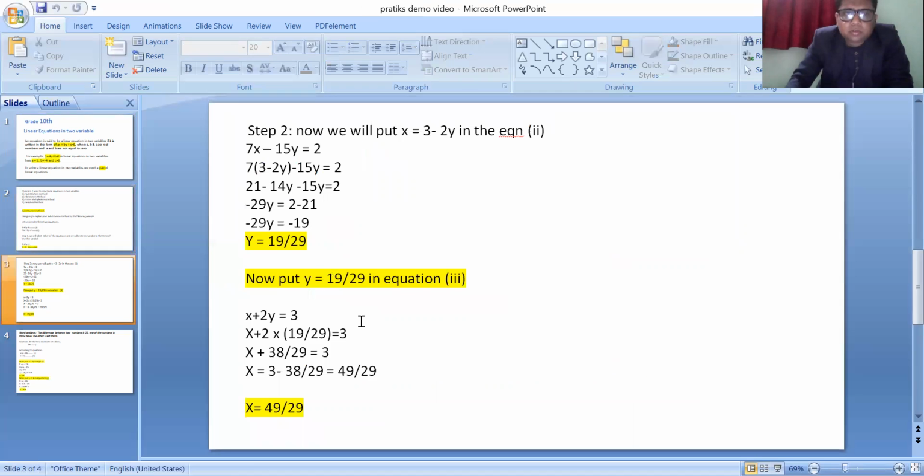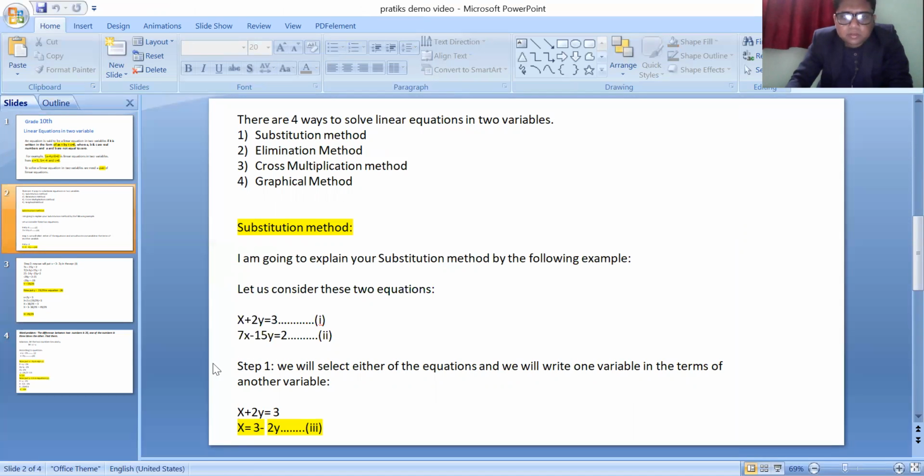Now we are going to see step 1. You can see in the last paragraph there is step 1. Here we will select either of the equations and write one variable in terms of the other variable. We already have x plus 2y is equal to 3. So we are going to write x in terms of y. We will write it like this: x is equal to 3 minus 2y. So we have written x in terms of y. What we got is x is equal to 3 minus 2y. We can call this equation number 3.